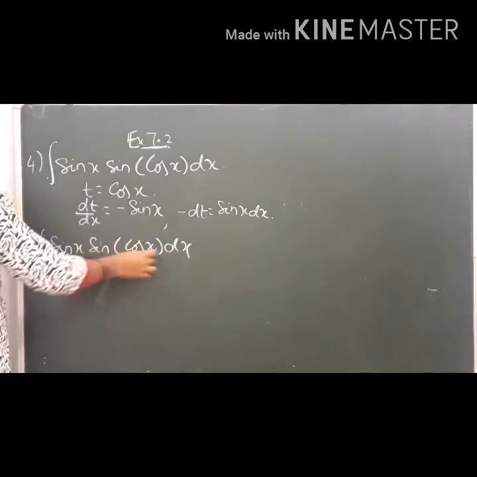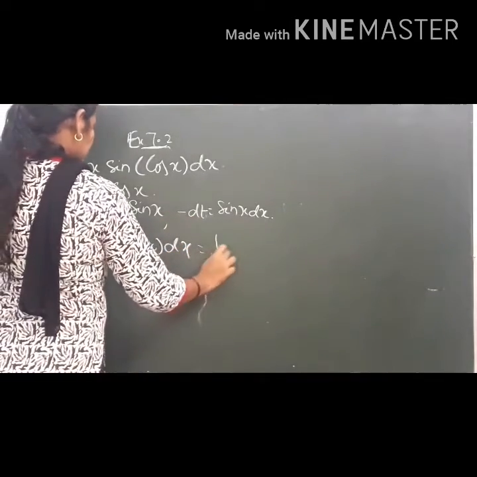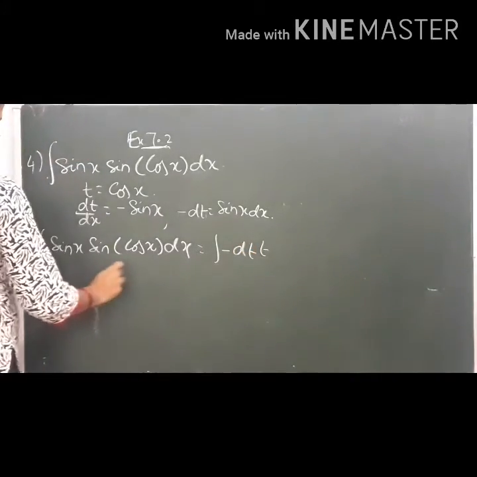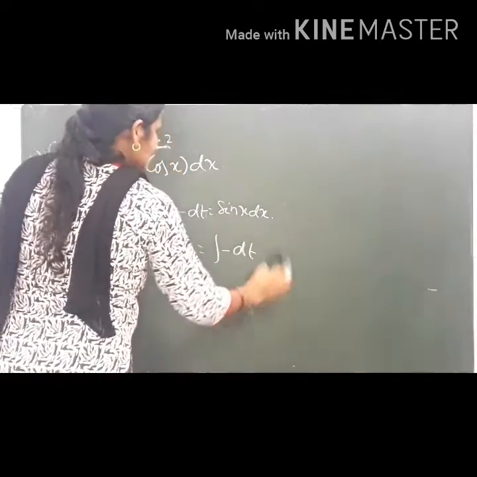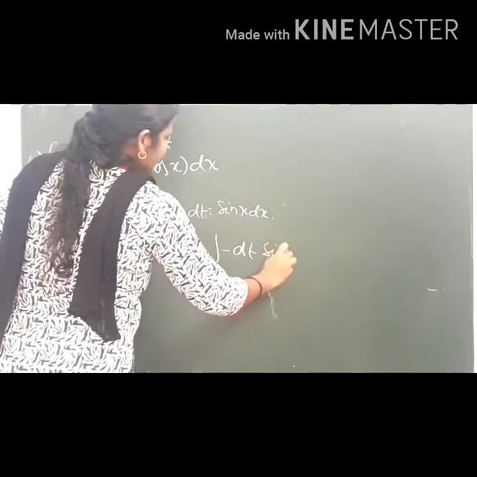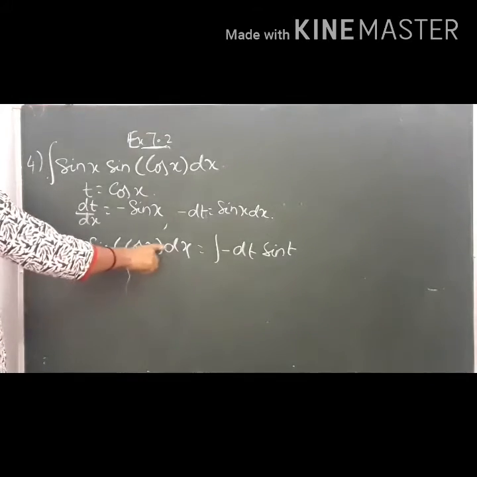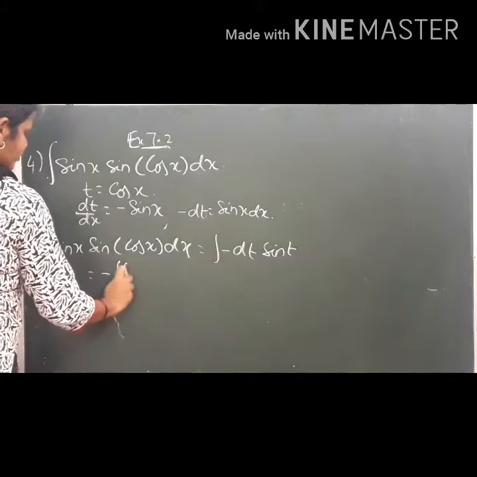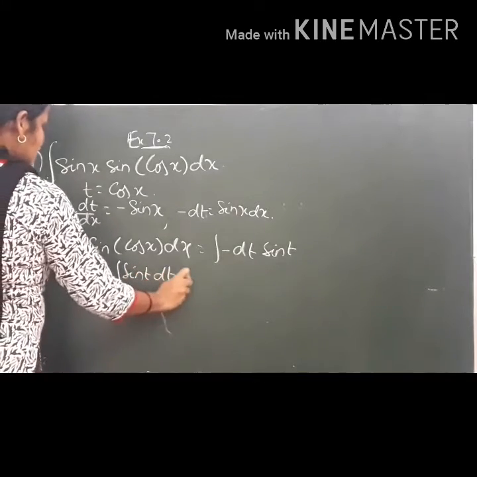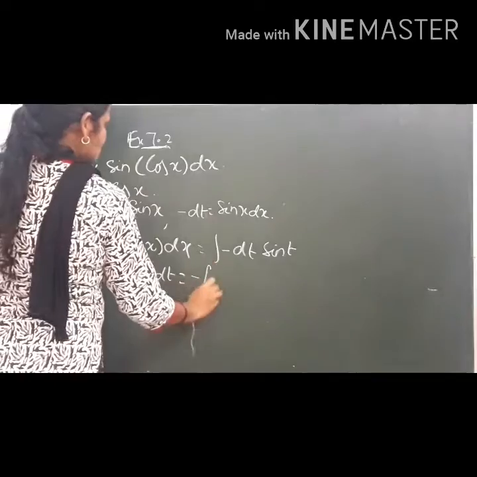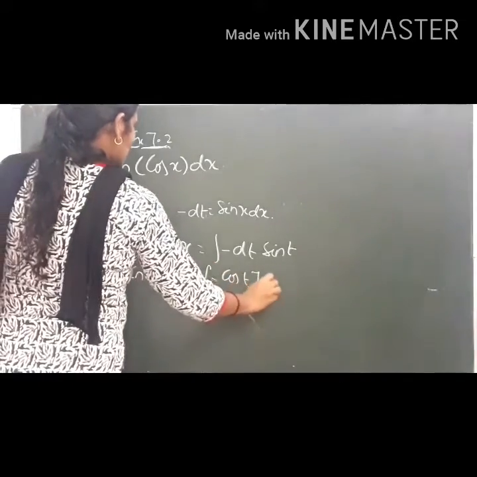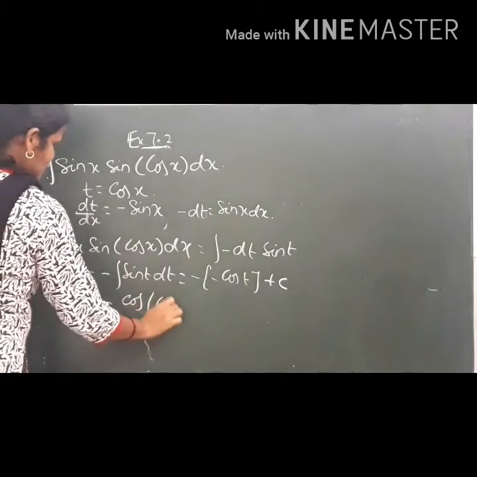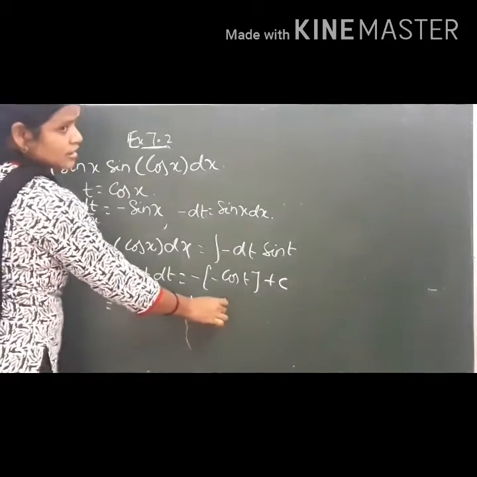So in place of sin x dx we will put minus dt, and cos x is t. So we get sin of t. Clear? Sin x dx we put as minus dt, and sin of cos x is sin t. So it can be minus of sin t dt. What is the integration of sin t? Minus cos t. Minus cos t plus c. Minus and minus make plus, and the answer will be cos of cos x plus c. This is the answer.